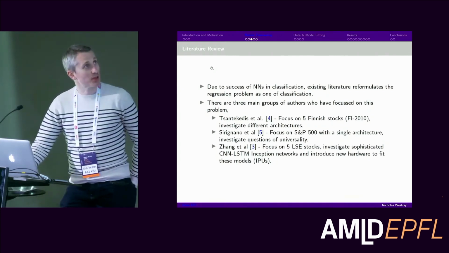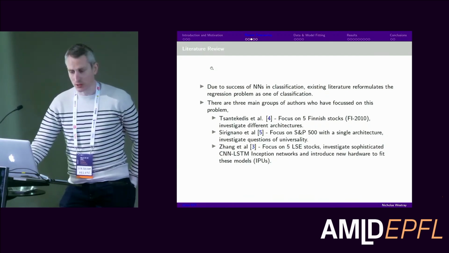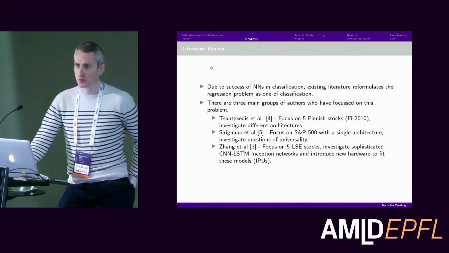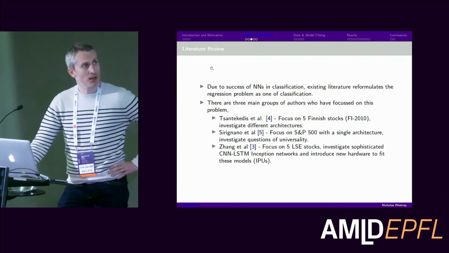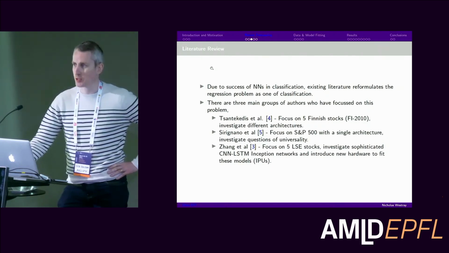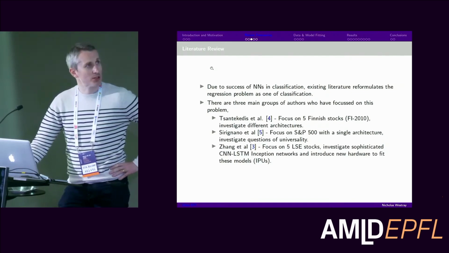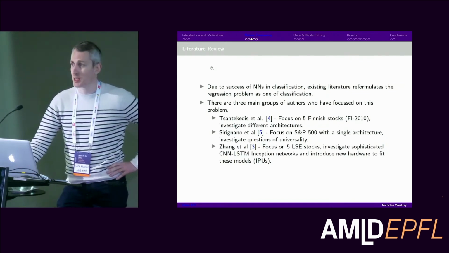Okay, so we're not the first people to think about applying neural networks to limit order book data, and so let me give you a little highlight of what's been done before. There are three main groups of authors who've been working on this problem. You have Tsantekidis and co-authors. This is a collection of people in Finland. They have been working on 5 Finnish stocks, and they've been investigating different architectures and trying to kind of answer the practitioner question that says, what kind of architecture should I choose if I'm looking at data like this?